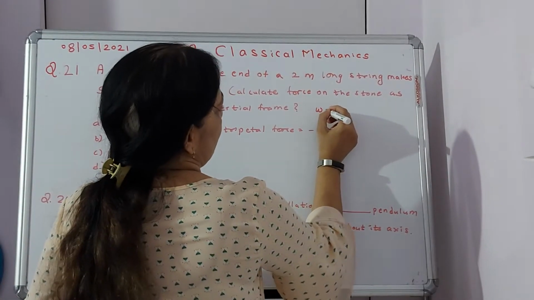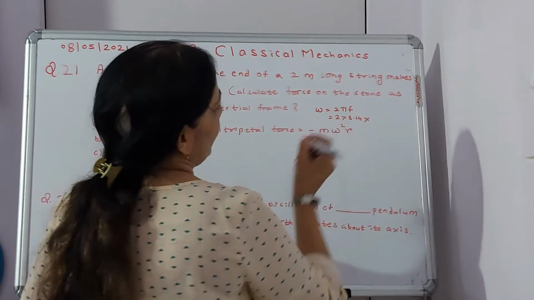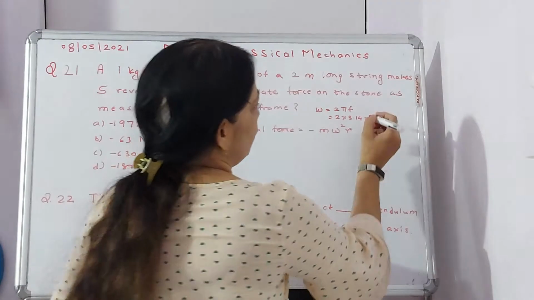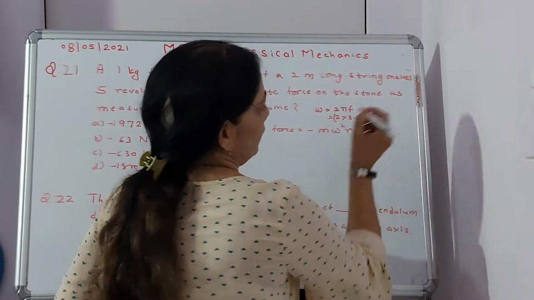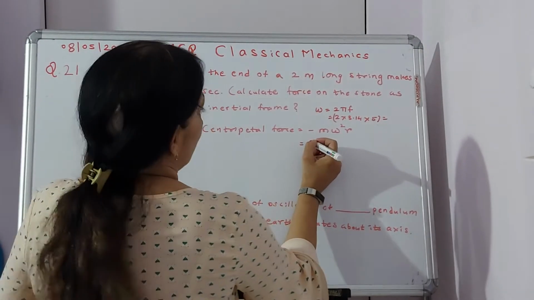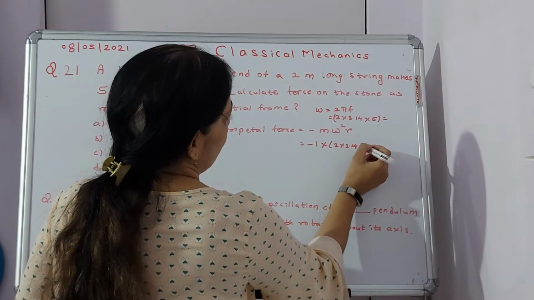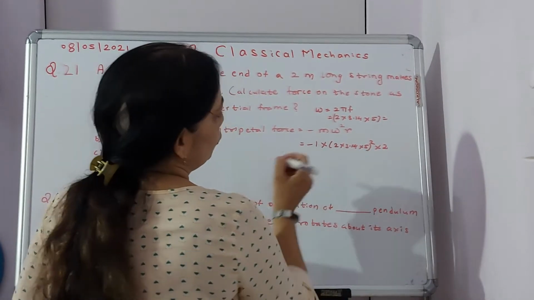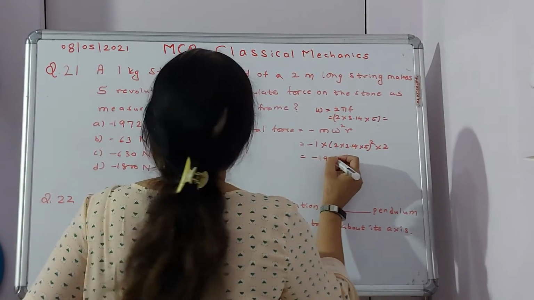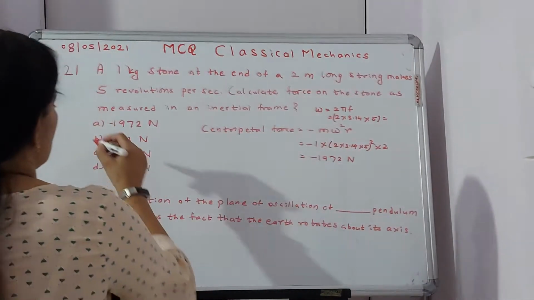Omega is 2 pi f. So you know 2, you know pi, and f. What they say is 5 revolutions per second. Per second is important, so we have to put the value 5 over here. Find this value and then square it, then only you will get the answer. So here I can write minus m is 1, omega is 2 into 3.14 into 5, squared, into 2. If you multiply this, you are going to get the answer to be minus 1972 Newton. You can check this value.